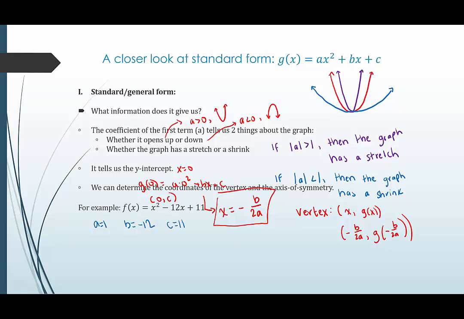Okay, so once I've identified a, b, and c, we're going to start with a. A is going to tell us those 2 pieces of information. The fact that a is positive means the graph will open up. So since a is greater than 0, the graph opens up. And then because a equals 1, there's no stretch or shrink. It's just going to be a regular standard quadratic, no stretch or shrink.